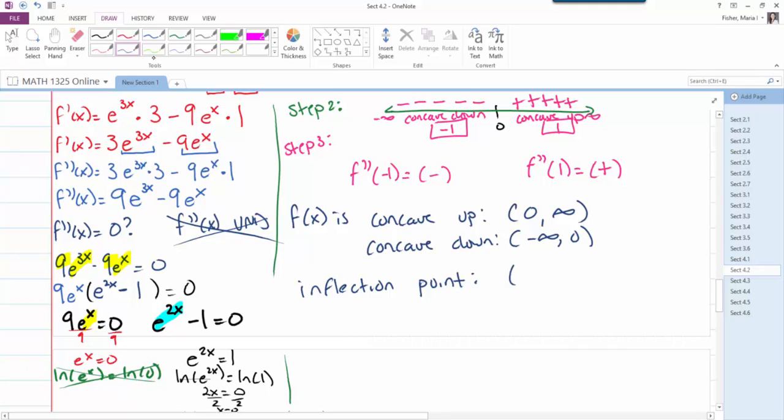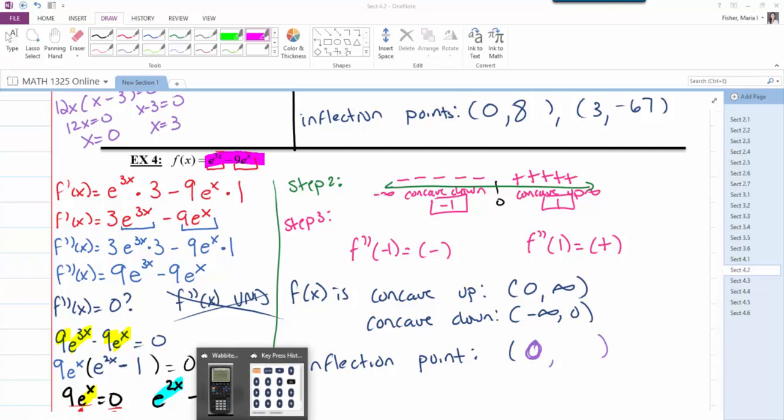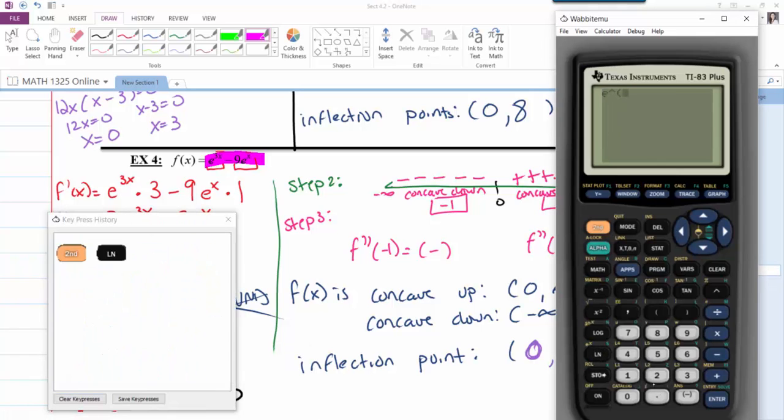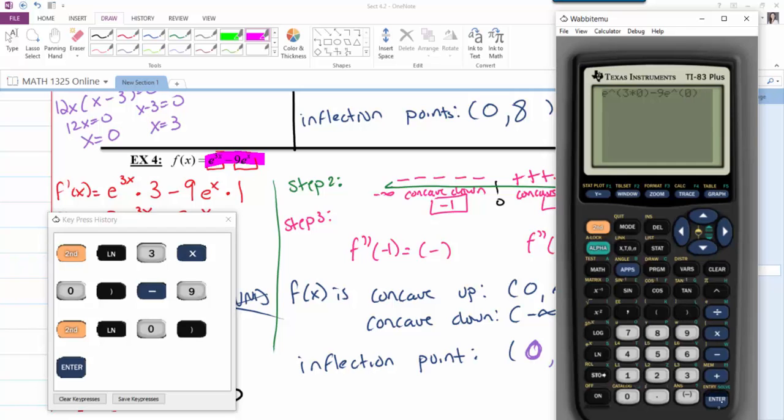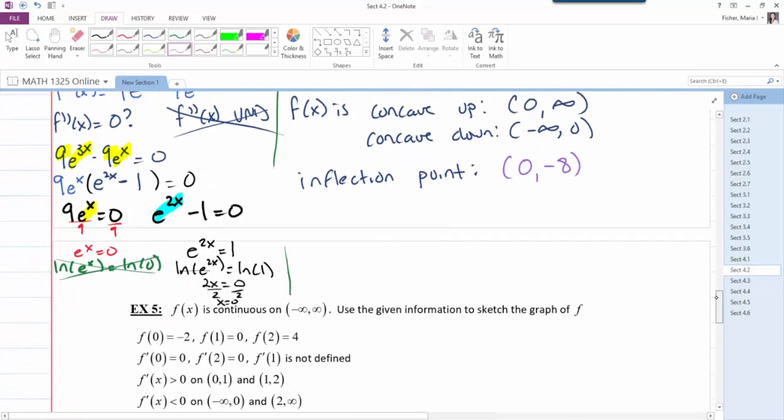Now the x value of my inflection point is 0. To find the y value, again, I need to plug 0 into that original function. So recall, this is my original function. So I just need to figure out what is e raised to the 3 times 0 minus 9 raised to the 0, and you end up with negative 8. So my point of inflection is at 0, negative 8. That means that I will change concavity at the point 0, negative 8 on my graph. Let's look at something a little different.